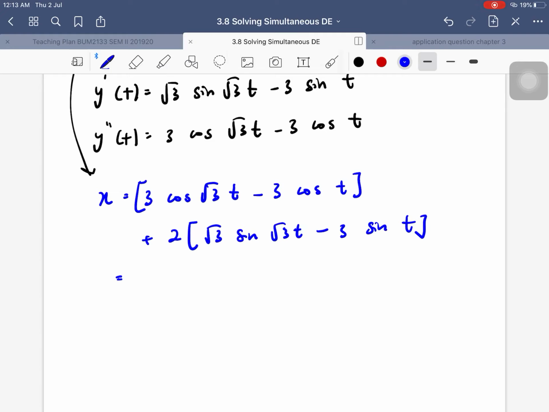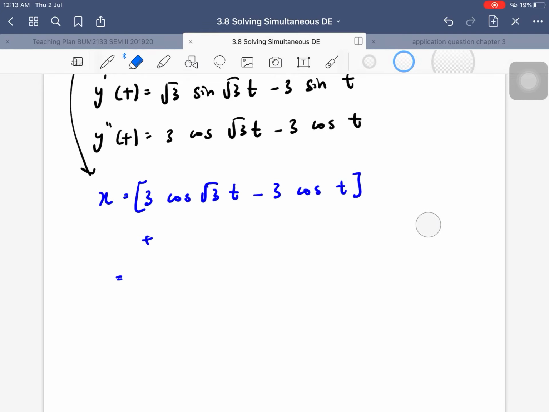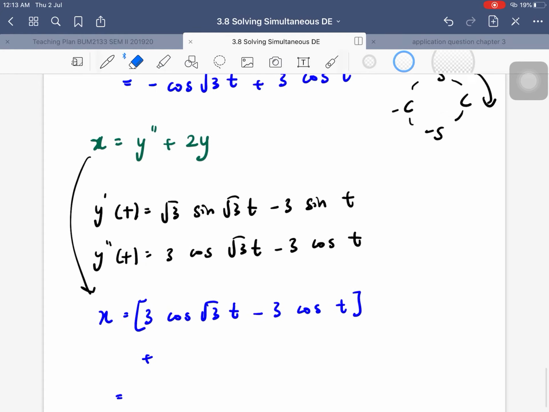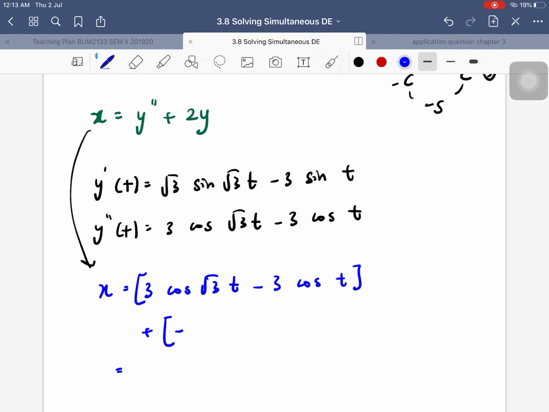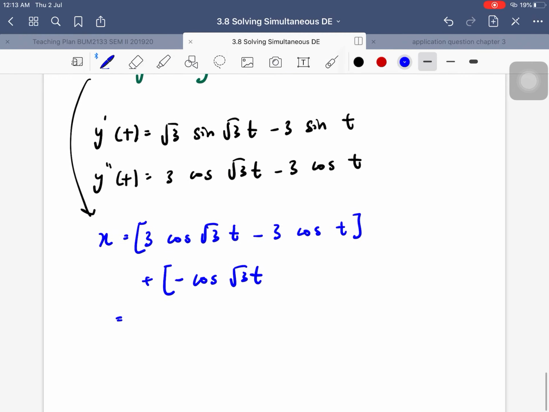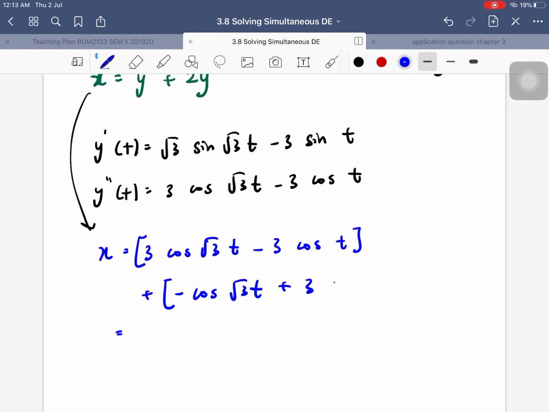So let's figure out if we can actually simplify any of them. No, this is the wrong function to substitute. I'm not substituting my y double prime, I should be substituting my y right here. Sorry, let me write it again. So my y is given by negative cos square root 3t, this is the y, plus 3 cos of t. So don't make silly mistakes like that, mistakes at copying.